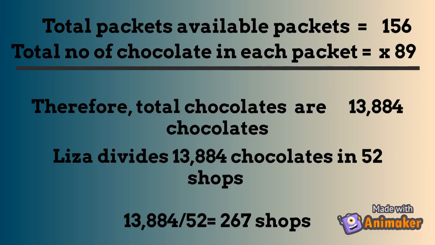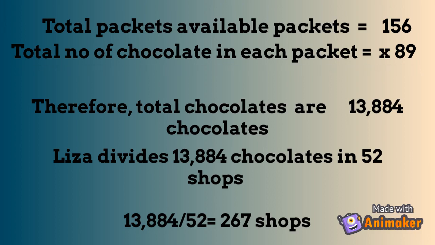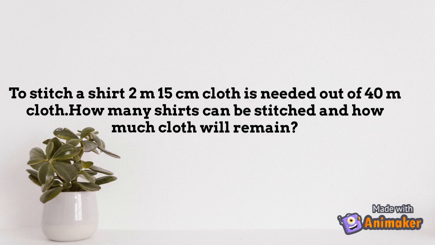Quite simple, we need to put all the values in a statement. After multiplying 156 by 89, we get 13,884 chocolates. Now she has to divide this amount of chocolate among the 52 shops. After doing division, there are 267 chocolates she will distribute to each of the 52 shops. It's not necessary that you write the same statement. You can write your statement by yourself. Okay.